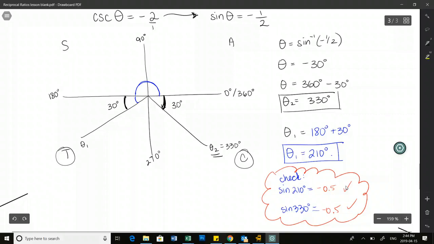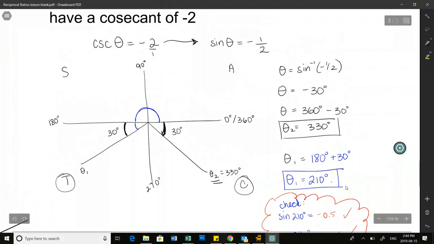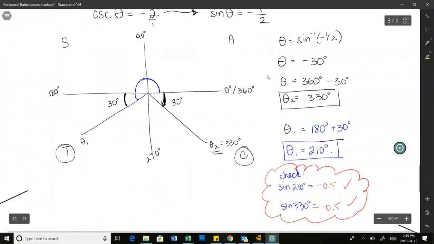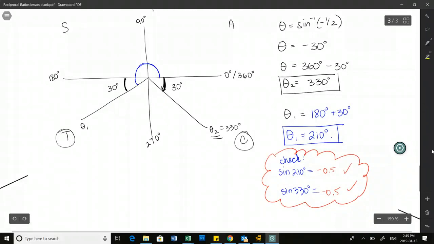Do you always get 0.5, or is it just for this one? This is what we solved for because we were solving for where sine is equal to -0.5 or -1/2. Okay? So you should get back the ratio that you started with and the sign if you've done it correctly.